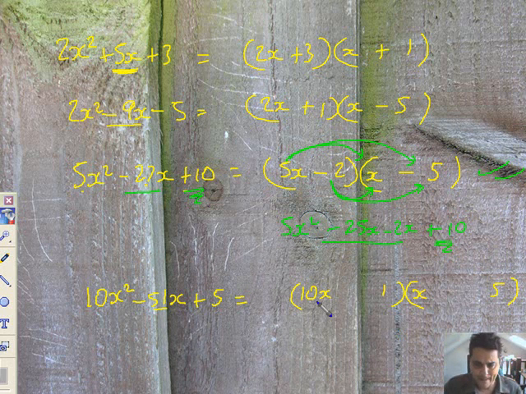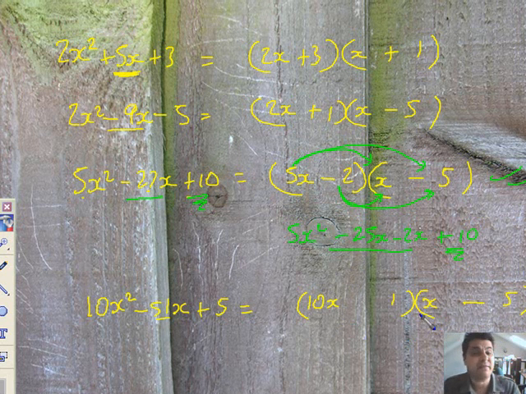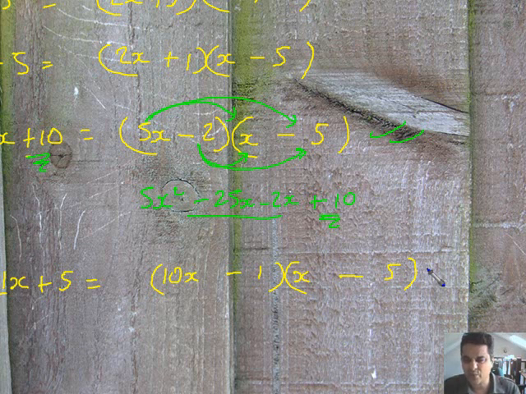So let me have a look. 10x squared, 50x's, but I want it to be negative, so that's got to be minus. And 1 times x is x, but I need another negative x to make minus 51x's. So I know that's got to be negative. And please look, minus 1 times minus 5 makes plus 5, so I'm pretty sure I've got that right. Again, you can test it out the way I've showed you here with the green arrows.